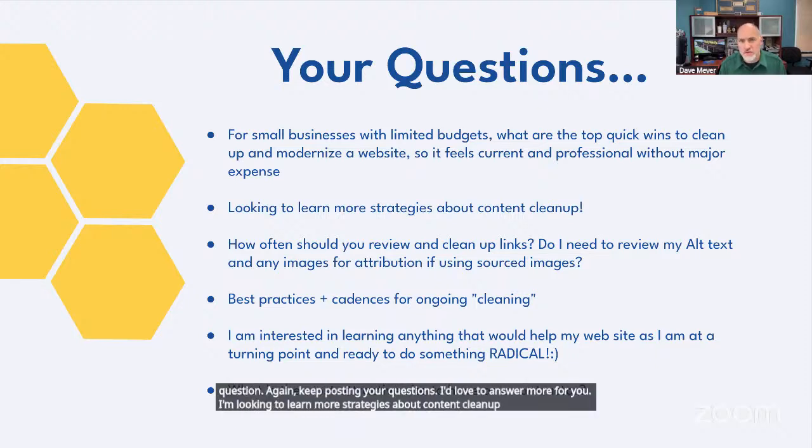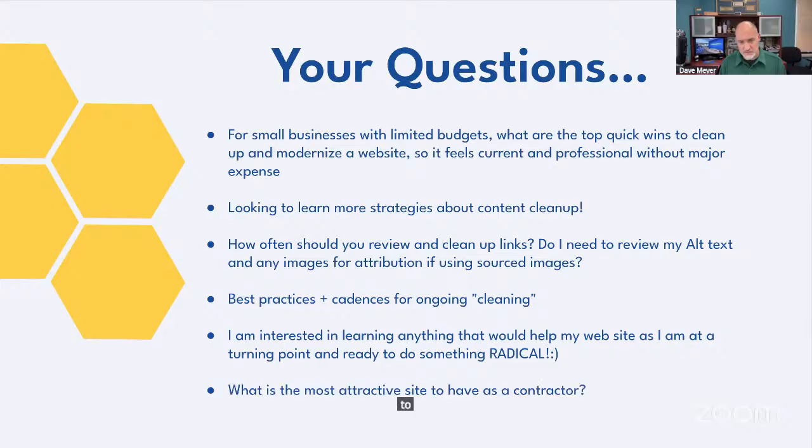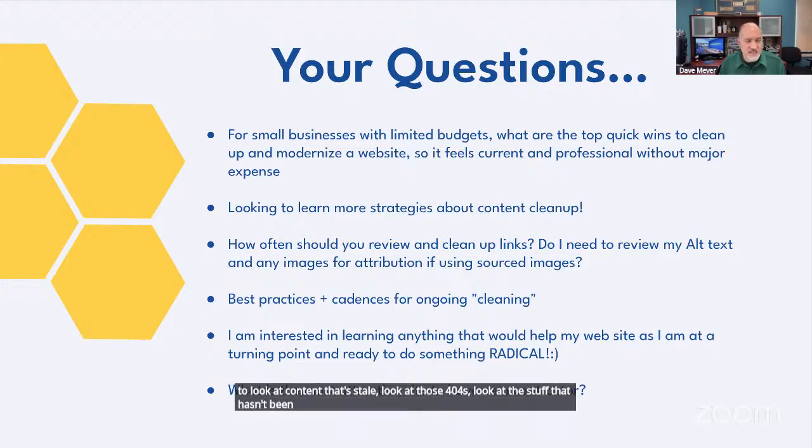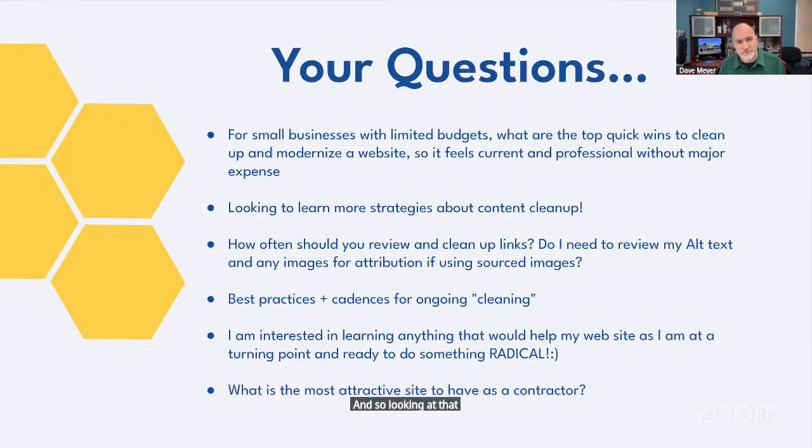Again, going through the content cleanup phase, you just need to set time in your calendar to look at content that's stale, look at those 404s, look at the stuff that hasn't been viewed or visited in a long time, that stuff that's over 3 years old should be reviewed and refreshed. And so looking at that is really important. How often should you review and clean up links?